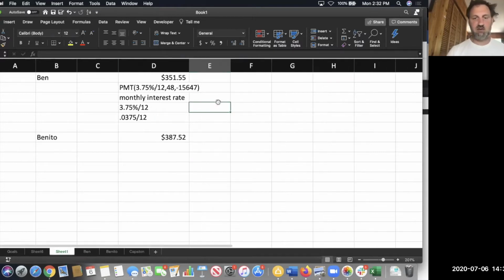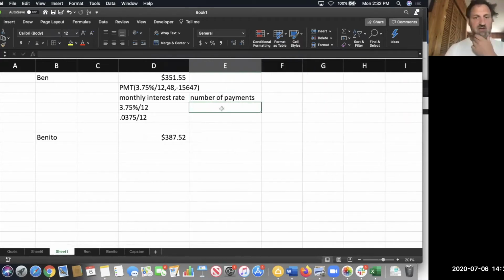The second part is the number of payments. Number of payments can typically be thought of as the number of months, because in general, we pay our debt monthly. And you could write here 48. You could write 12 times 4. You could write 4 times 12. All of those things are acceptable ways to write that.